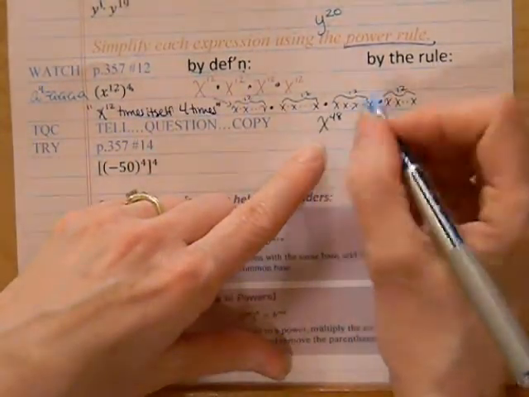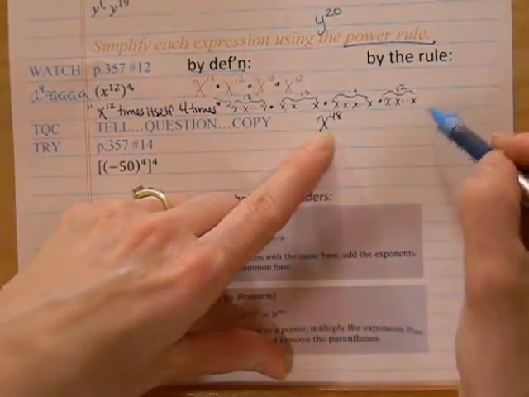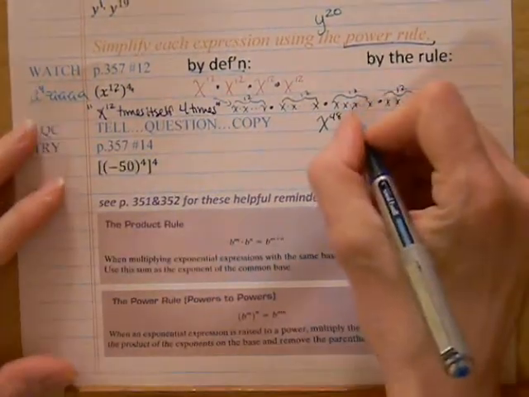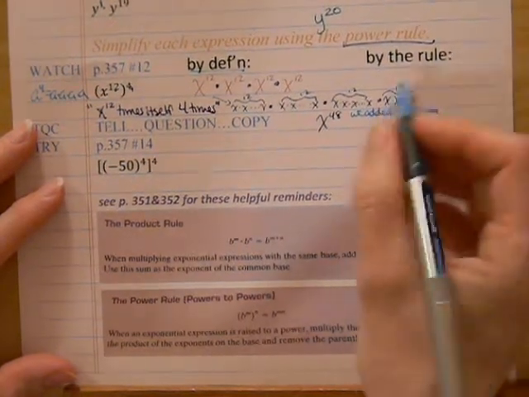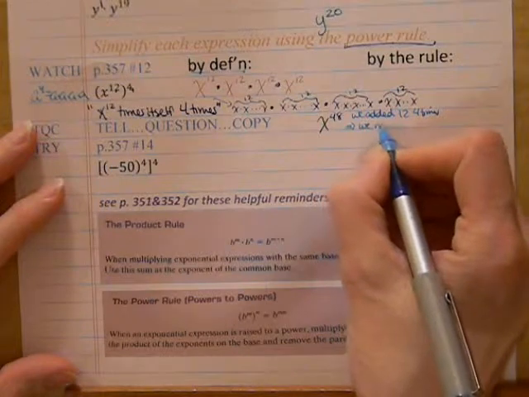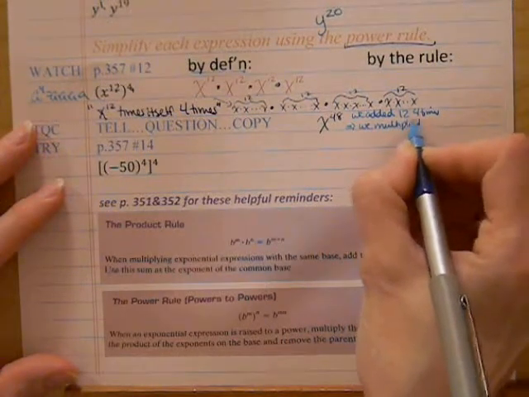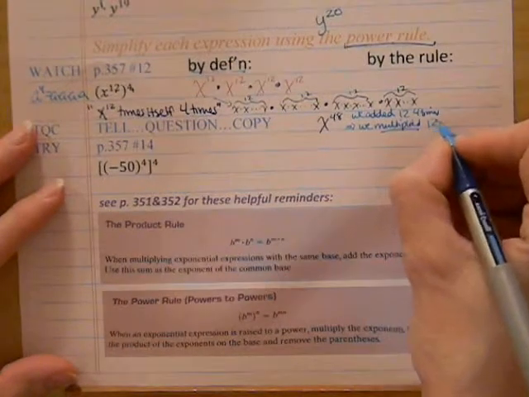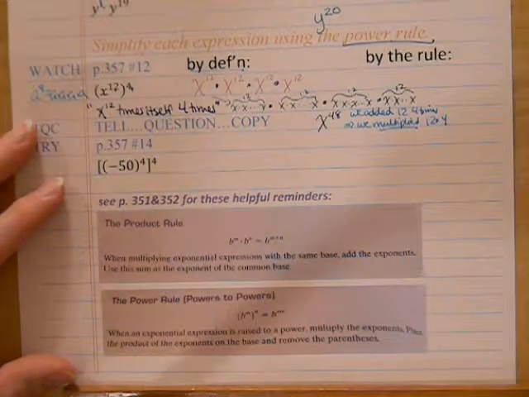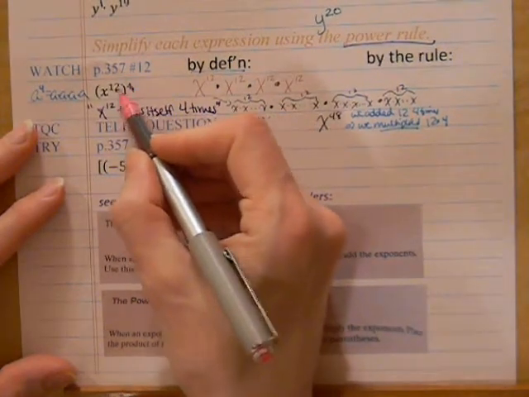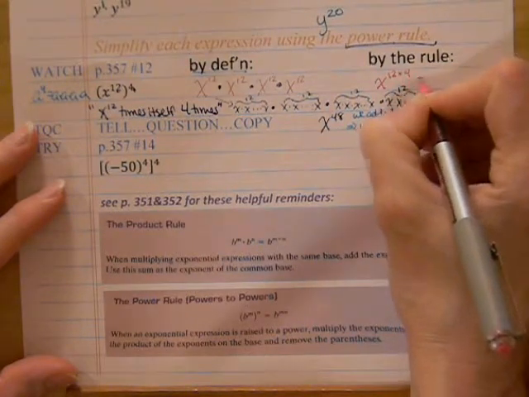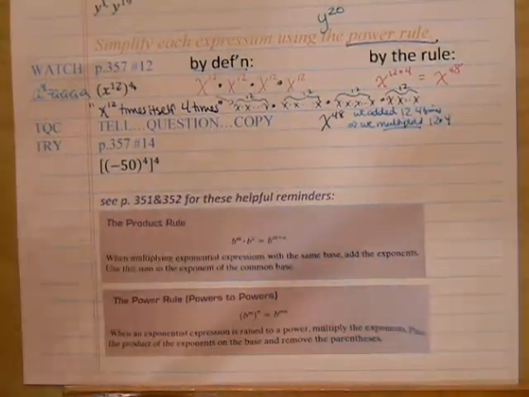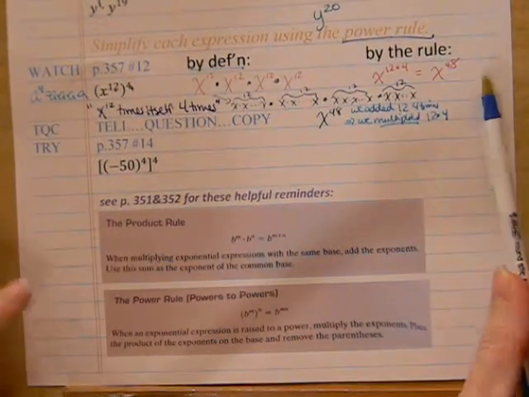Well, then the rule comes from, what are we doing every time? Instead of having to write it out, it ends up being 4 groups of 12. Essentially, we added 12 four times, which means that we multiplied 12 times 4 to get that exponent. So the rule says when you see a power raised to a power, an exponent raised to another exponent, you multiply the exponents. 12 times 4 is equal to x to the 48th.